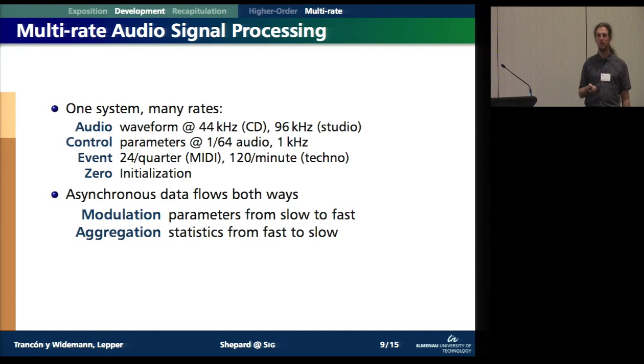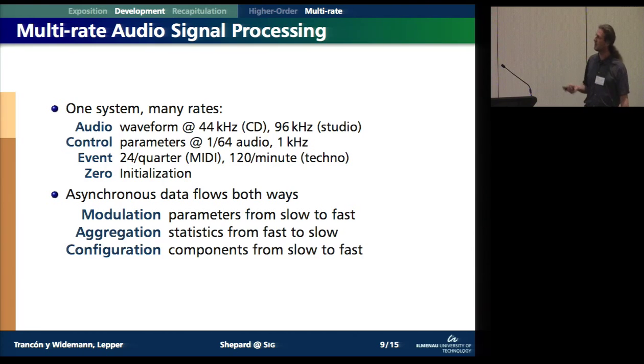And then you have asynchronous data flow between the subsystems of different rates. So from slow parts of the system to fast parts of the system usually have flow of parameter values. That's called modulation. And the other way, you have some statistics like volume peaks or energy balance that's aggregated at the fast level and propagated back to the slow level for filter feedback and so on. And finally, when you have higher order programming, you can also have components, functions flow from the slow parts of the system to the fast and reconfigure things while you go.